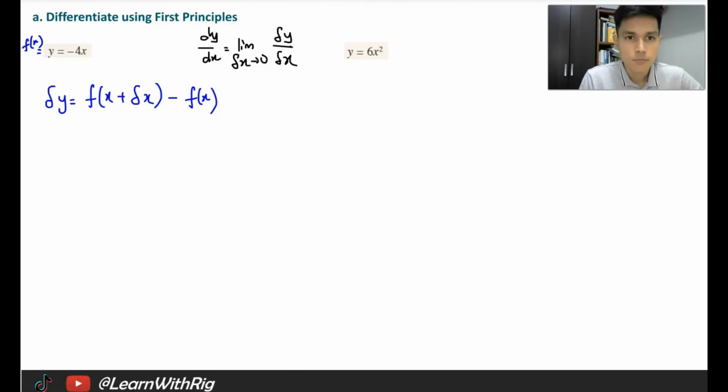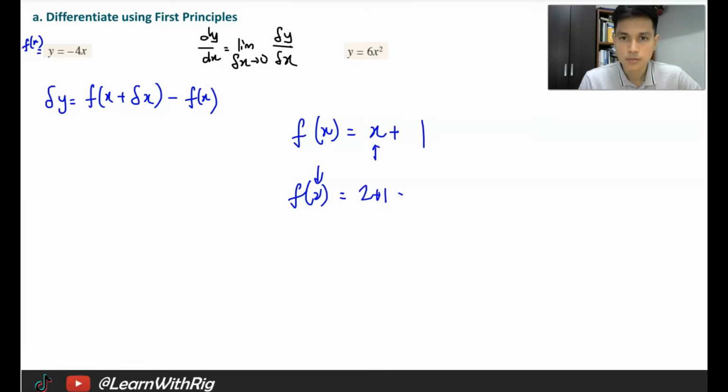So f(x) equals negative 4x, but now it's not f(x), it's f(x plus delta x). Just a recap for those of you who don't remember: in the past you have learned that when I tell you f(x) equals x plus 1, and ask you to find f(2), you substitute x with 2, so it becomes 2 plus 1. The answer is 3.